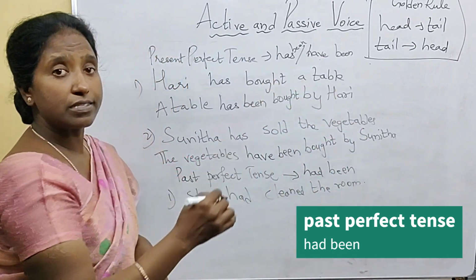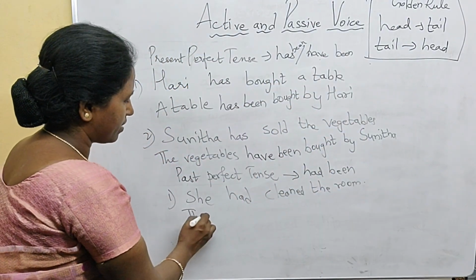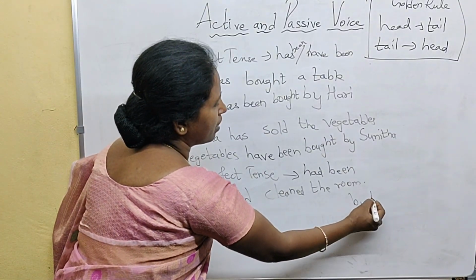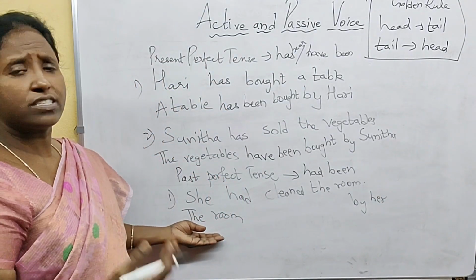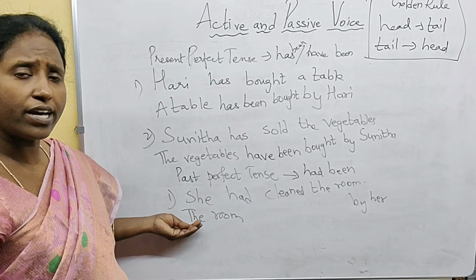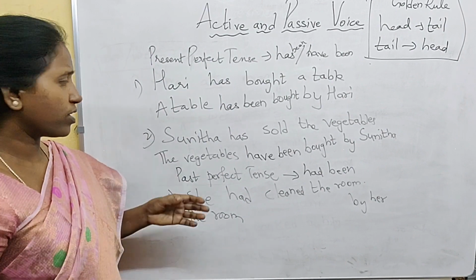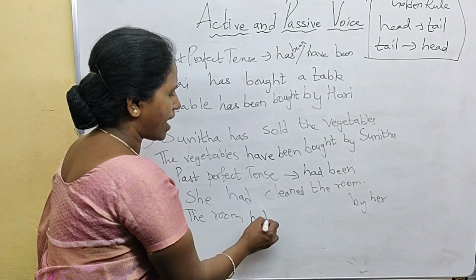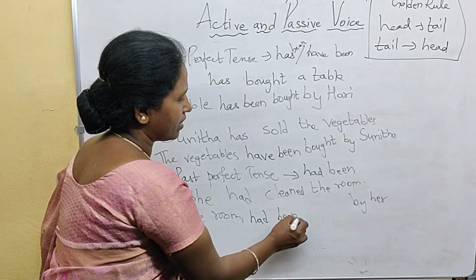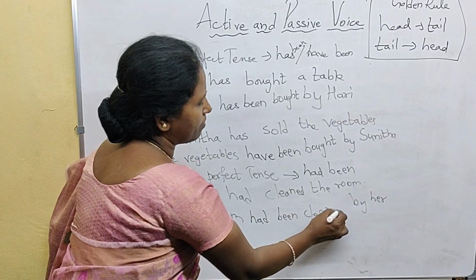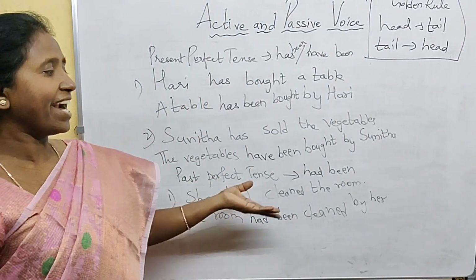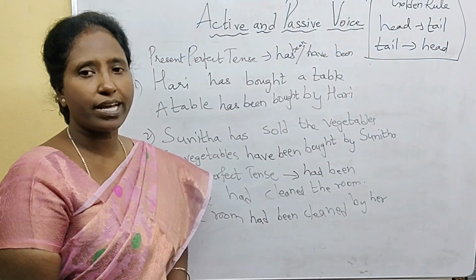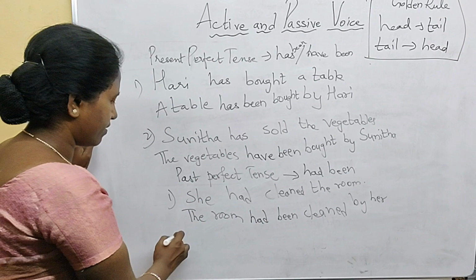Okay, if the sentence is like this, what will you write? The room by her. Now, it doesn't matter whether the room is singular or plural. Singular or plural, you will use had only. Okay, the room had been cleaned by her. If it is, she had cleaned the rooms, then the rooms had been cleaned by her. Singular or plural, it will be the same.